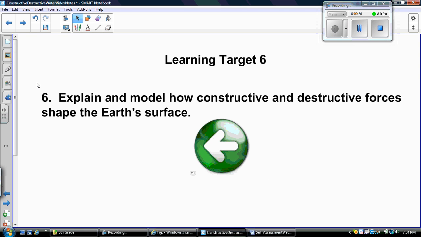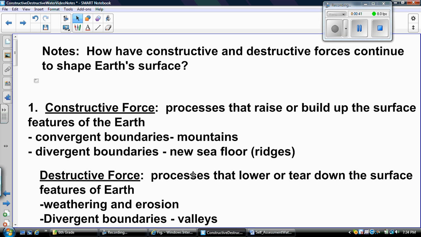Okay, so this goes with learning target 6. You should be able to explain and model how constructive and destructive forces shape the Earth's surface. So basically, you're going to need to understand the difference between constructive and destructive forces and examples of each.